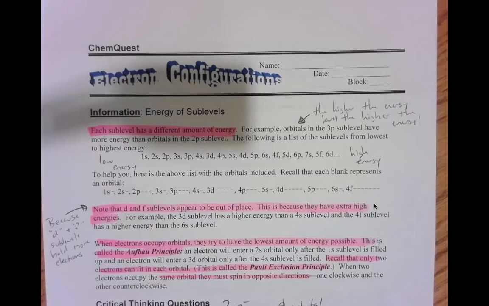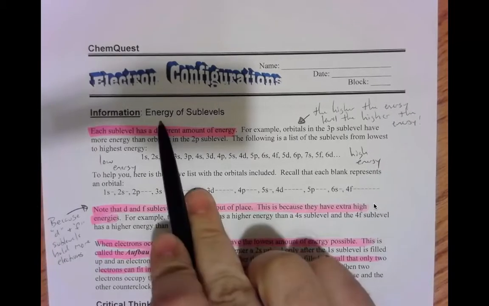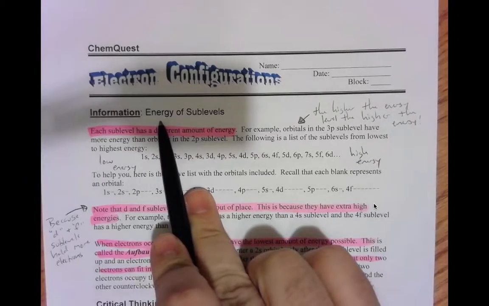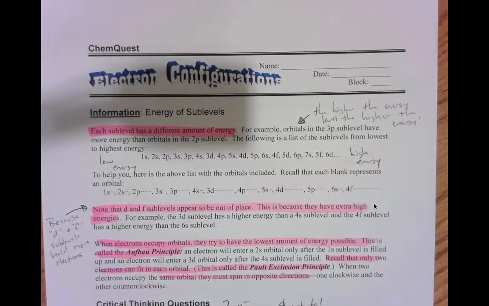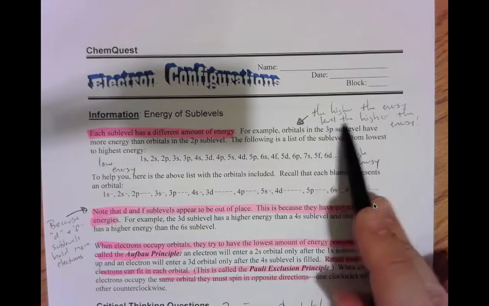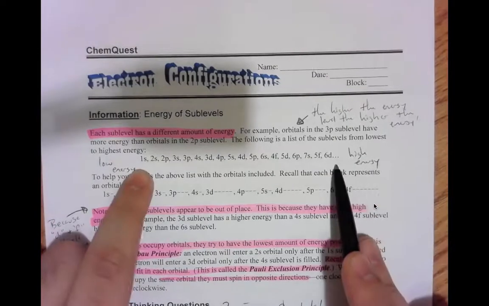Today we are taking a look at electron configurations. This time, we're going to start learning about the energy of sublevels. Each sublevel has a different amount of energy. An easy way to remember it is the higher the energy level, the higher the energy. So that's what we see right here.